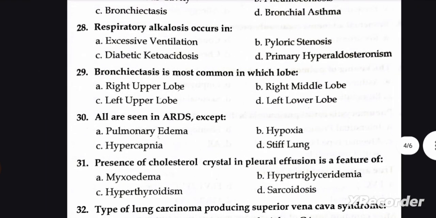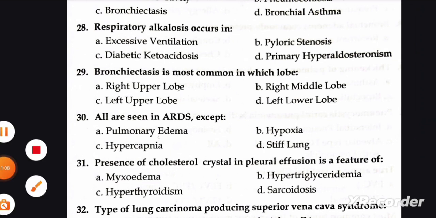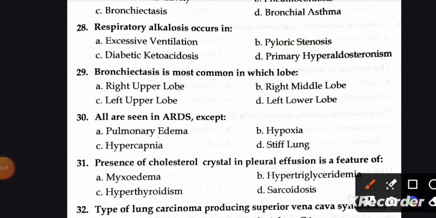Next question is respiratory alkalosis occur in A excessive ventilation, B pyloric stenosis, C diabetic ketoacidosis and D primary hyperaldosteronism. The right option is A, excessive ventilation.